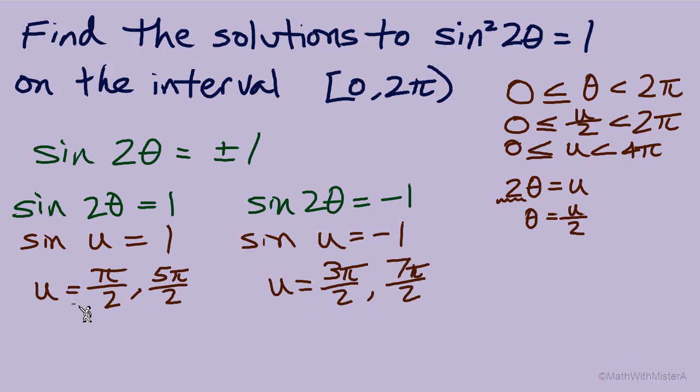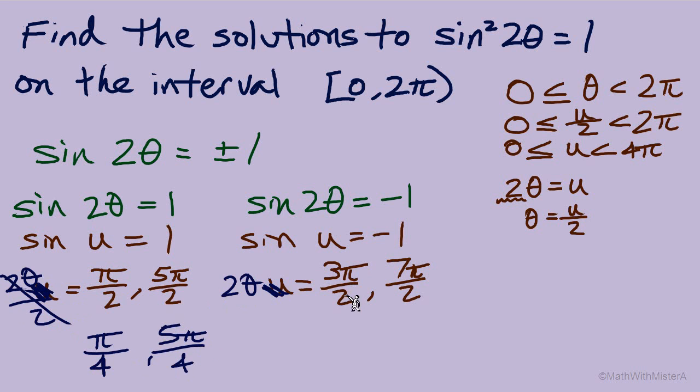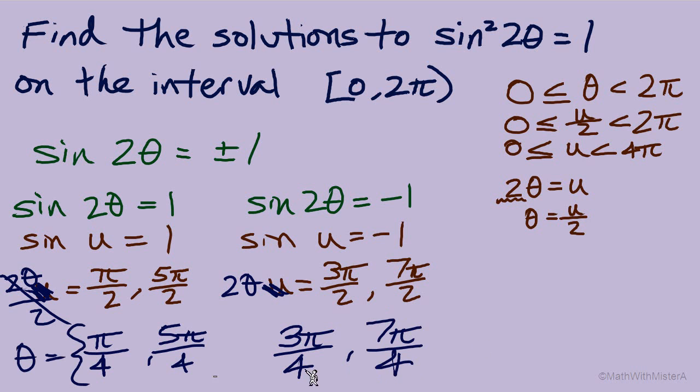And now that we have solutions for u, we can substitute back in to find the solutions for theta. We know that u equals 2 theta, so if we take each of our solutions for u and divide them by 2, we will be able to find theta. So pi over 2 divided by 2 is pi over 4, and this becomes 5 pi over 4. 3 pi over 2 divided by 2 is 3 pi over 4, and this last solution is 7 pi over 4. So we have our 4 solutions to this equation, sine squared 2 theta equals 1.